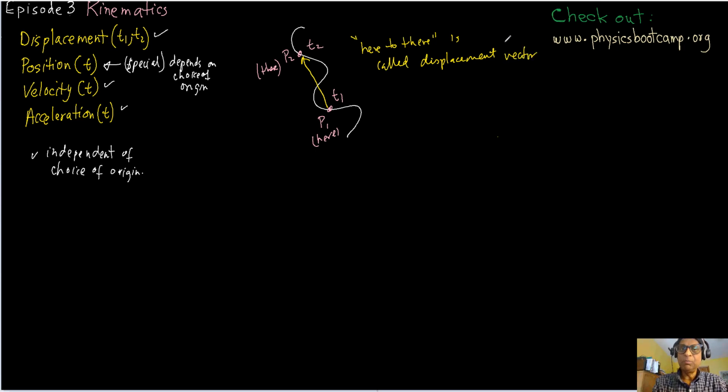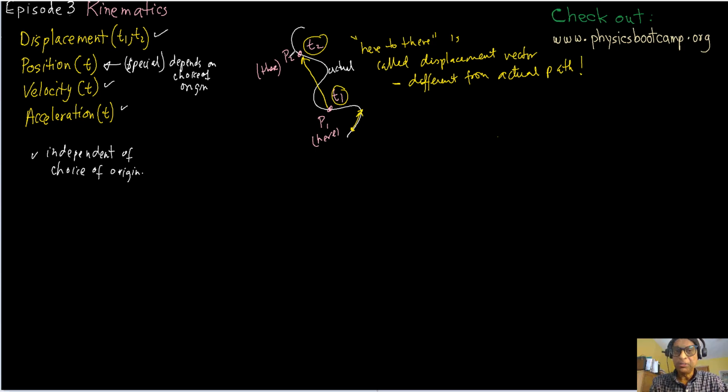You can see that it depends on the time t1 and time t2. So that vector is different from the one if I went from here to there. Another thing to notice is that the actual path was this. But the displacement vector is independent of the actual path. It's just here to there. So it is different from the actual path. That's very important.